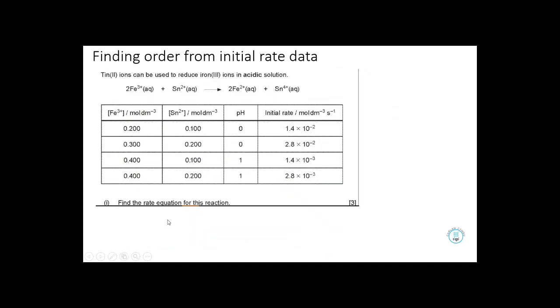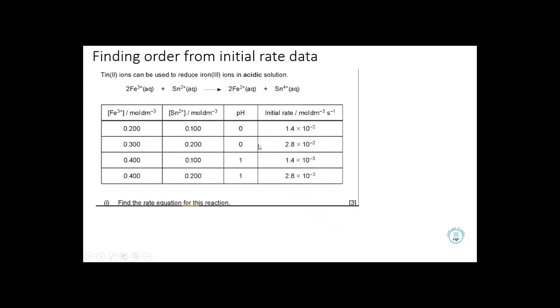This one's a bit trickier, but again, it's all about using logic. Again, I'm going to use my initial rate data. And one of the things that I first of all notice is initially it looks like there's been no change in rate here, 1.4 times 10 to minus 2, but there has. Look, 1.4 times 10 to minus 3. This rate is actually 10 times slower.